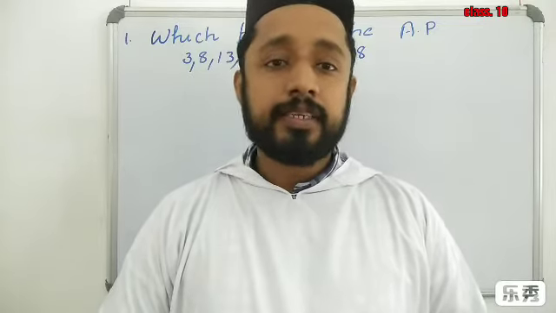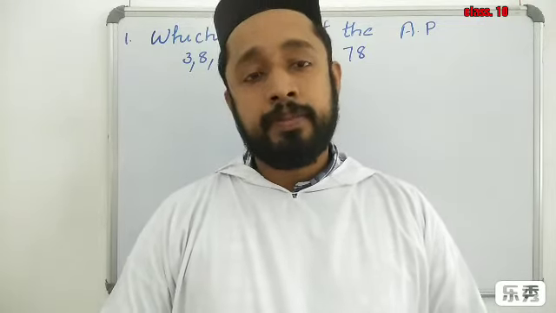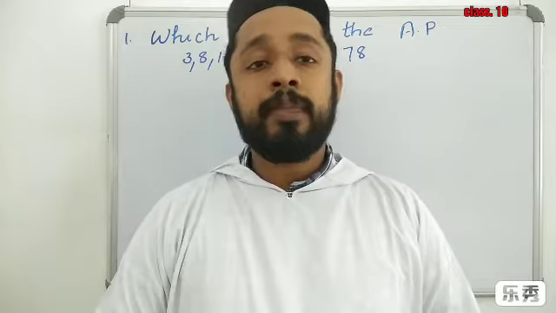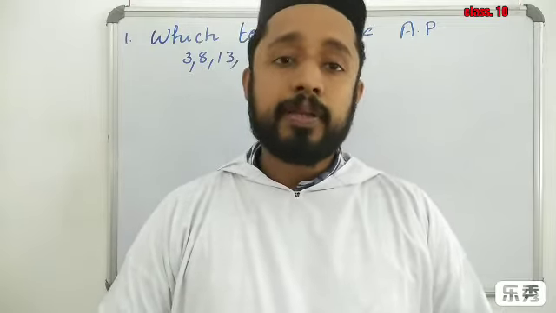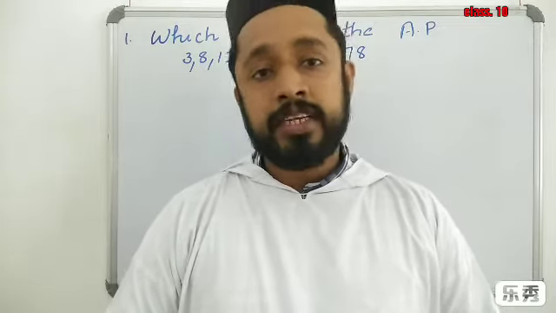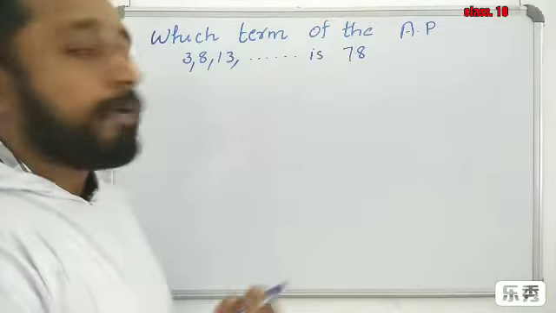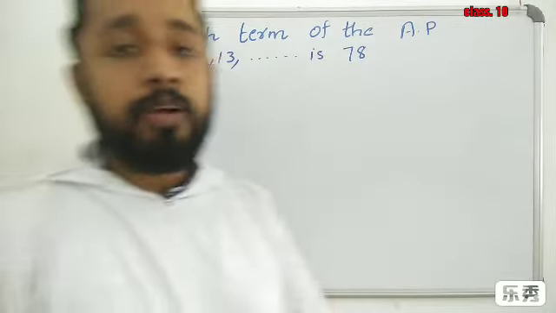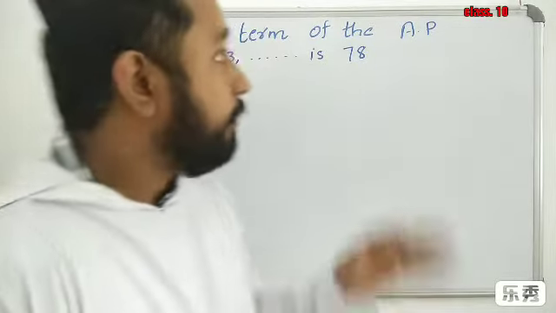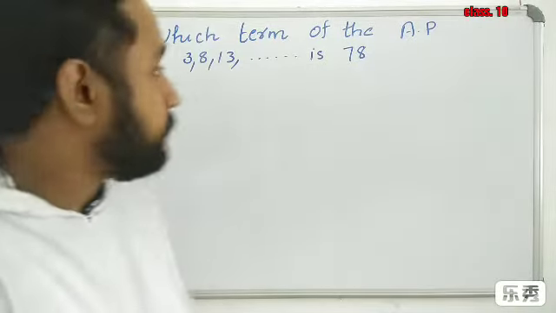In last class, we studied the nth term of an AP. The nth term of an AP, an, is equal to a plus n minus 1 into d. We have discussed some problems. Today, we can move on to some other problems.